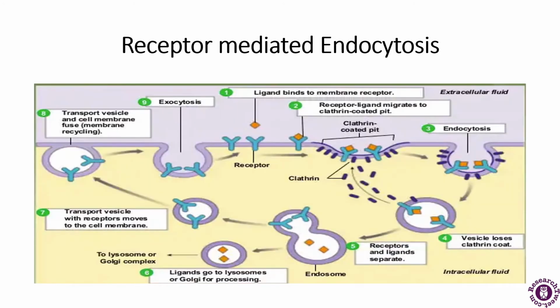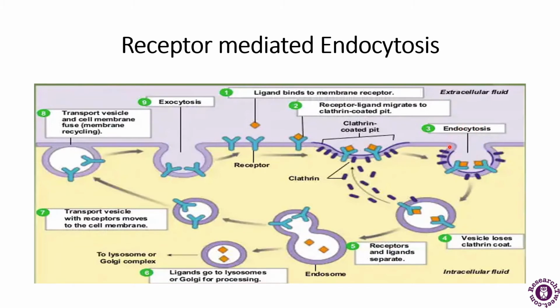Next, this is receptor mediated endocytosis. What is happening in this process is, in the first part, the ligands bind to the membrane receptor. Here is a receptor in blue, and here the ligand is binding to this membrane receptor. In the next step, when the ligand is bound to the cell receptor, the receptor-ligand complex migrates to the clathrin coated pit. Now, when there is a clathrin coated pit, the next step is endocytosis. This is forming a vesicle, so this is the endocytosis process.